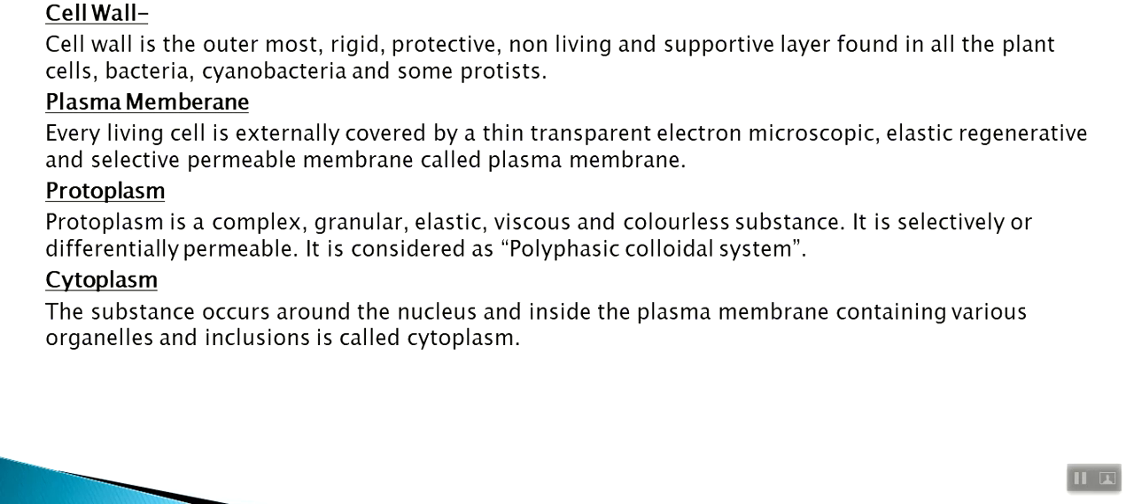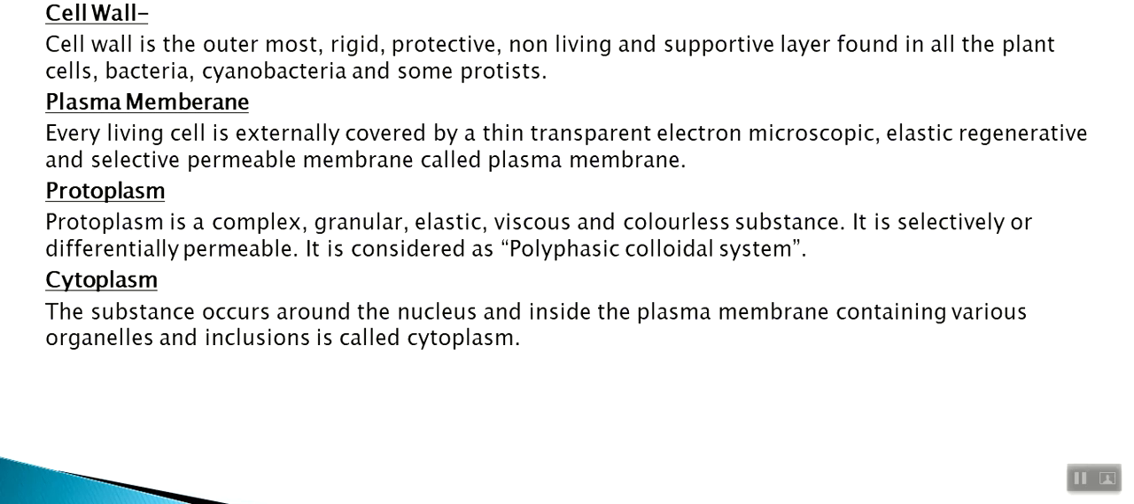Let's understand some very important definitions. First is cell wall. Cell wall is the outermost rigid, protective, non-living and supportive layer found in all the plant cells, bacteria, cyanobacteria and some protists. Every living cell is externally covered by a thin, transparent, electron microscopic, elastic, regenerative and selectively permeable membrane called plasma membrane.